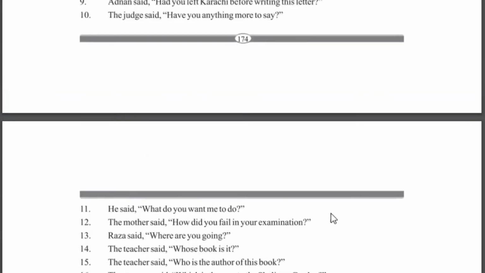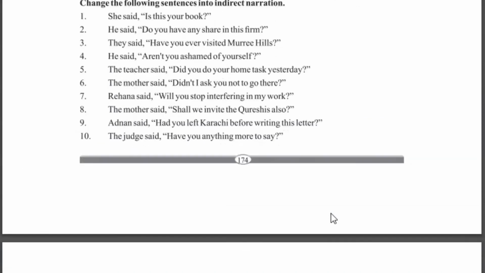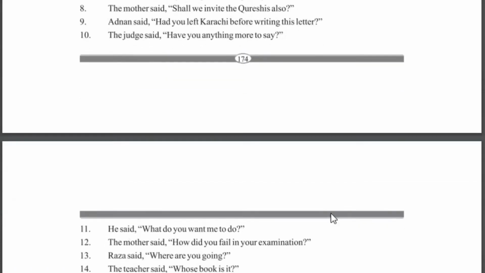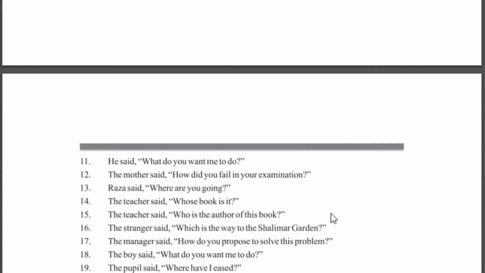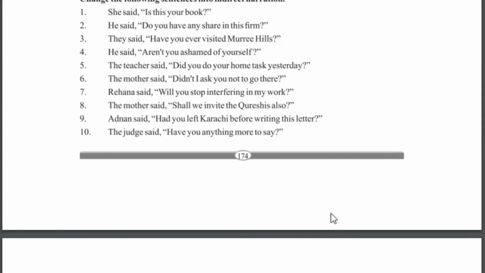So students, solve these 20 sentences from this book. These are important as the syllabus for your paper is covered from this book. So solve these sentences from the book by opening page number 174.